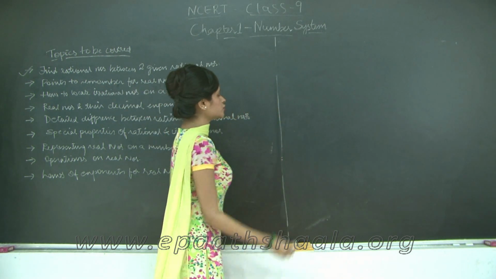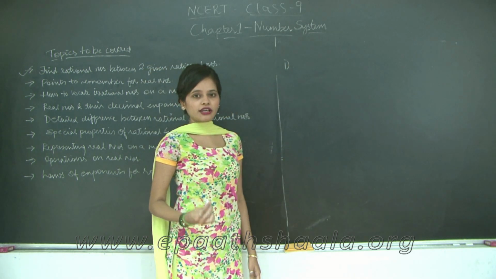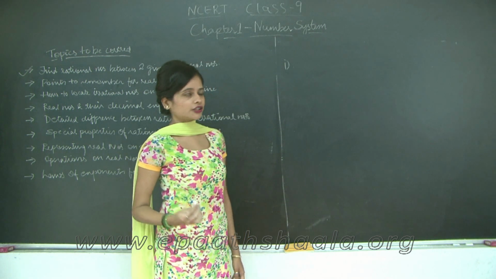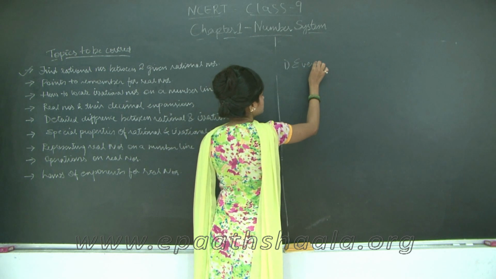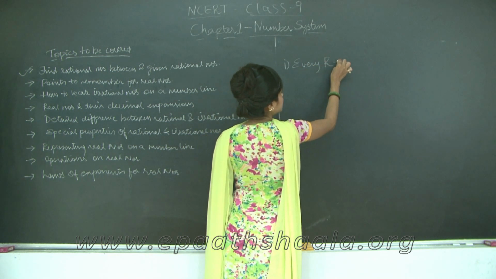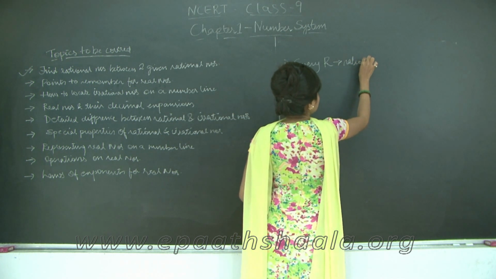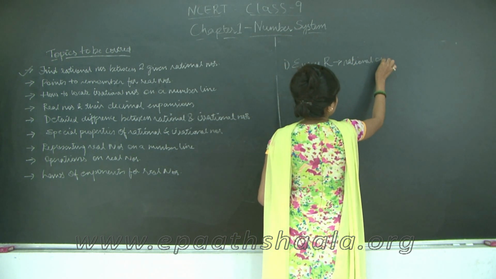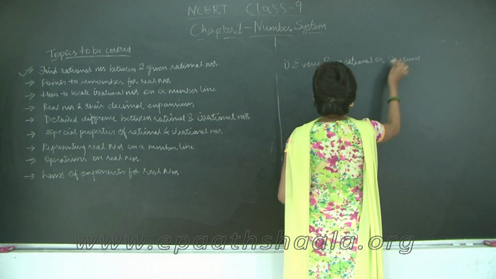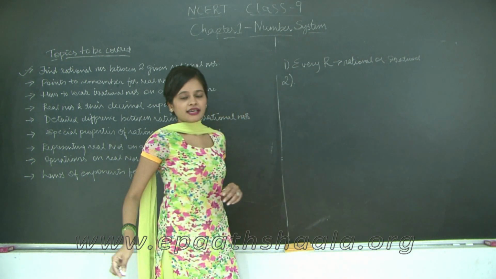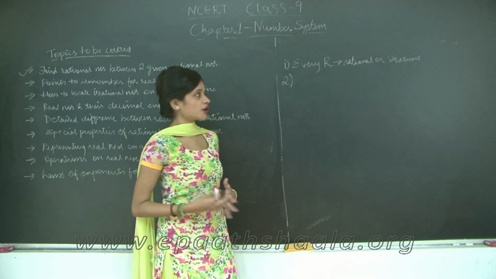For real numbers, the points to remember: first, every real number is either rational or irrational. The second point is that there exist infinite real numbers between any two given real numbers.